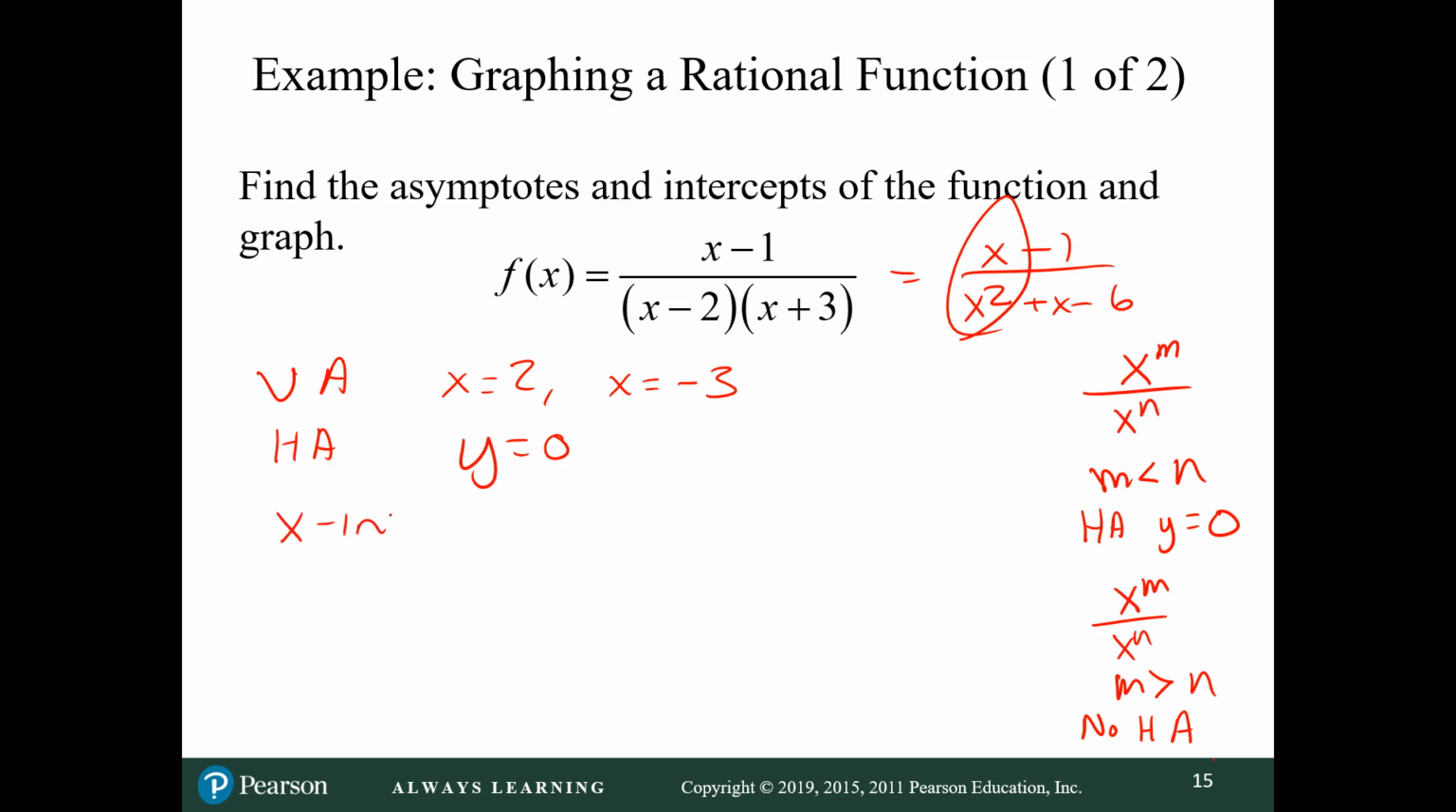Do we have any x-intercepts? Well, what makes the numerator 0? 1. So 1, 0 is our x-intercept. Do we have any y-intercepts? Well, yep. Unless we have a vertical asymptote at 0, we're going to have a y-intercept. Always, always, always. It's going to be 0 what? Well, on the top, I have -1. On the bottom, I have -6. -1 divided by -6 is a positive 1/6.